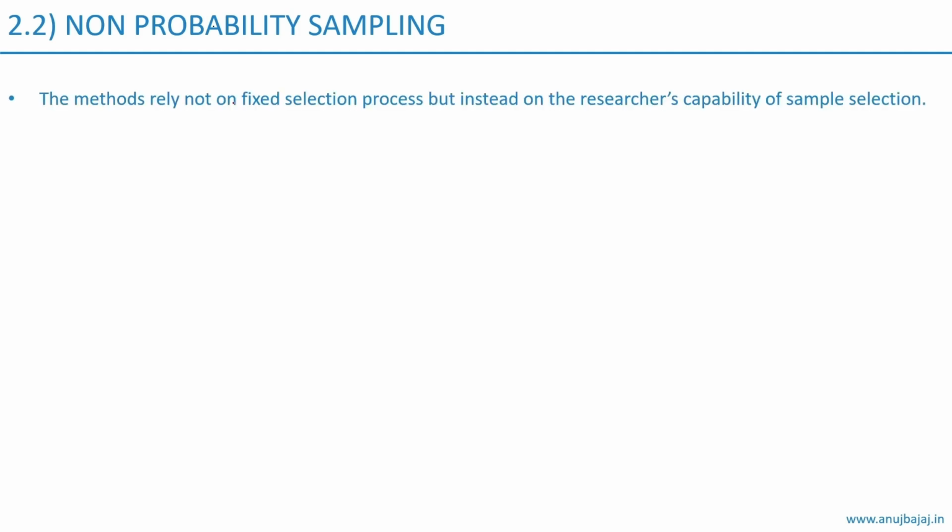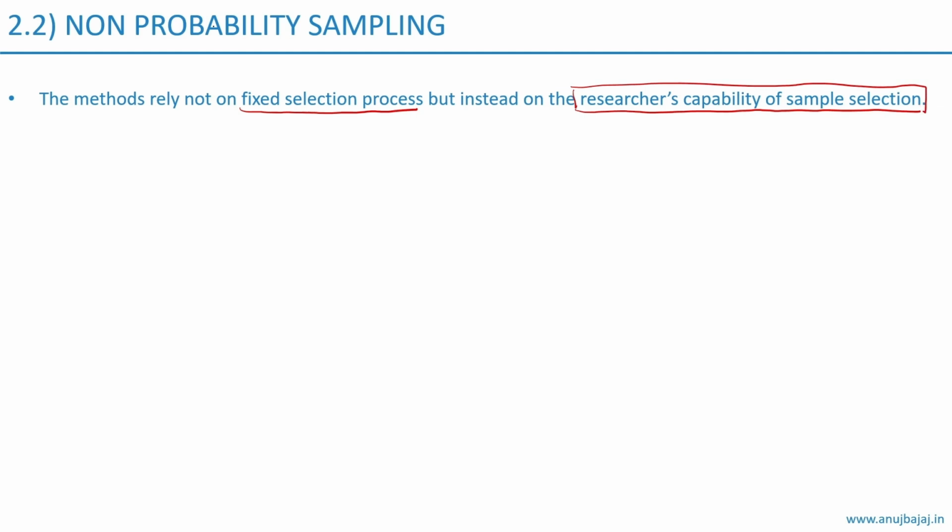The second kind of sampling methods are the non-probability sampling methods. In probability sampling methods, every member of the population had an equal chance of getting represented in the sample. But in non-probability sampling methods, not every member has an equal chance of getting represented. These methods rely not on some fixed selection process like the probability sampling methods, but on the researcher's capability of sample selection. They rely on the researcher's judgment and skill in sample selection.